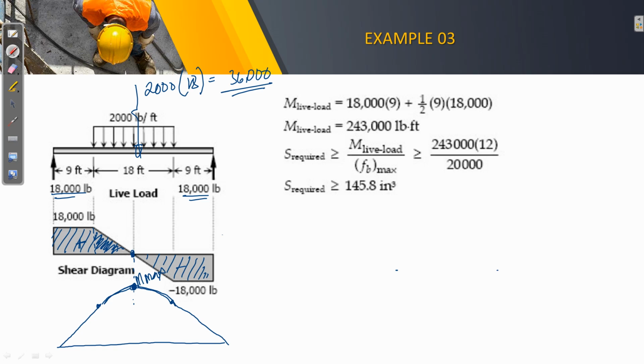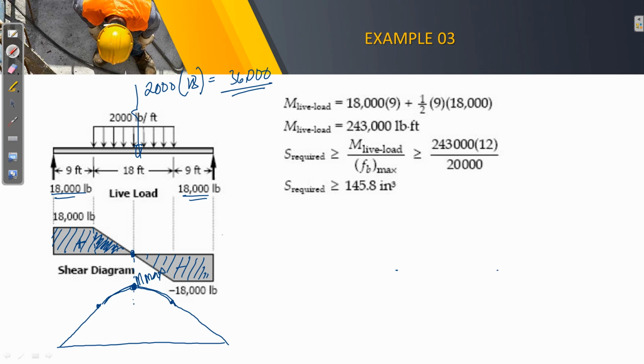So what is important here is the value of this moment maximum. And it is actually denoted here on the live load moment. So 18 by 9 is this rectangle. Okay. Plus the triangle, 1/2 of 9. So half of 18 is 9 by 18,000. Okay. So we'll get 243,000 pound foot.